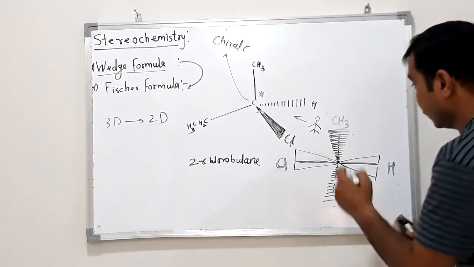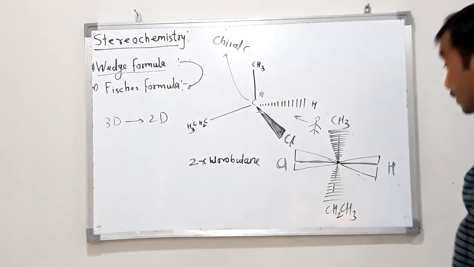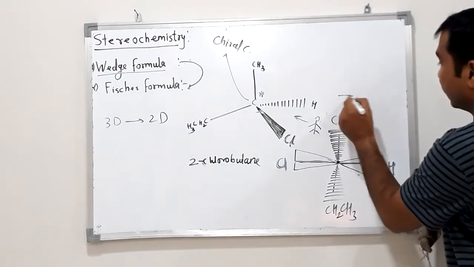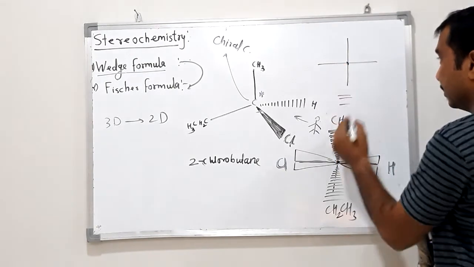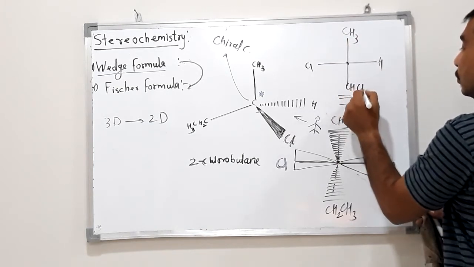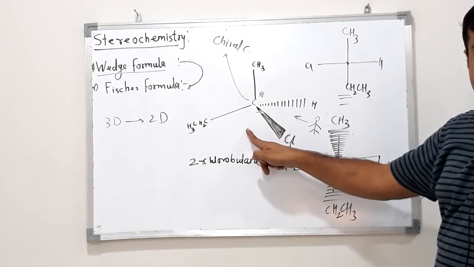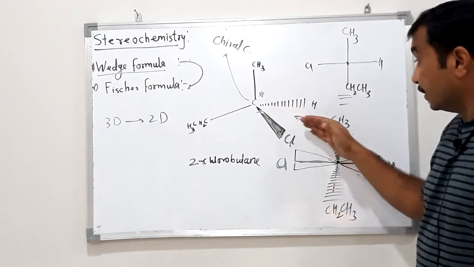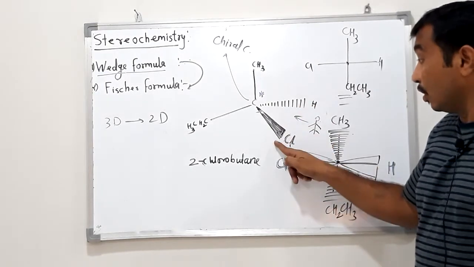CH3 and CH2CH3. This is the Fischer projection formula of this 3-dimensional structure. Or we can write it very simply: this point is the chiral carbon atom, with chlorine, hydrogen, methyl group and ethyl group. This is the Fischer projection formula of this compound. Very simple. We observe this molecule from this side, in between hydrogen and chlorine, in between the dash bond and the dark bond.